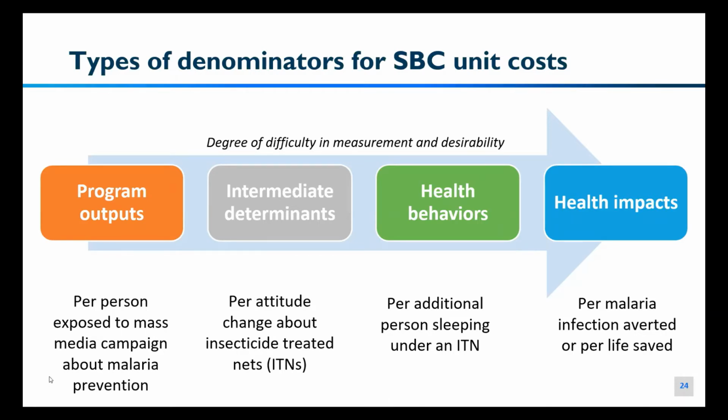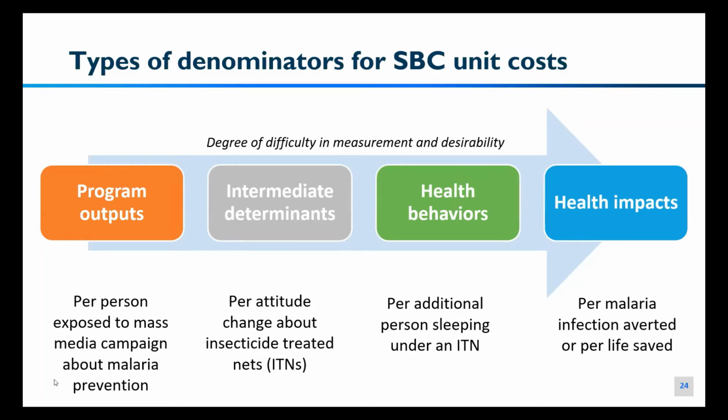Moving on next to health behavior, these are really what SBC aims to change. And here is an example. We have the cost per additional person sleeping under an ITN. And then finally, we have health outcomes or impacts, such as the cost per malaria infection averted or the cost per life saved. So you can see that these are arranged in increasing order of difficulty in measurement, as well as desirability from a health or cost effectiveness perspective.